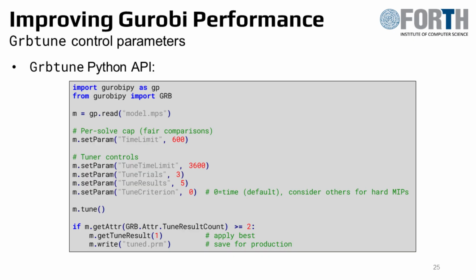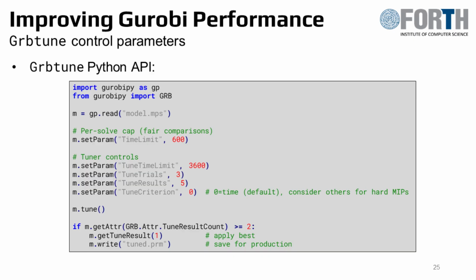Tune results is set to 5. Instead of keeping only the single best configuration, we retain the top 5 candidates. This allows later validation and comparison. Tune criterion is set to 0, which corresponds to time-based comparison. For harder models, alternative criteria, such as gap-based evaluation, may be more appropriate.